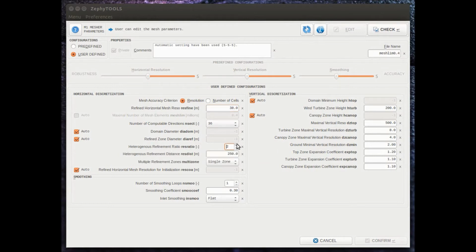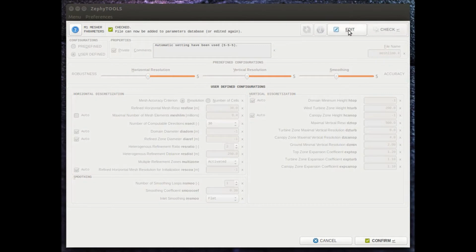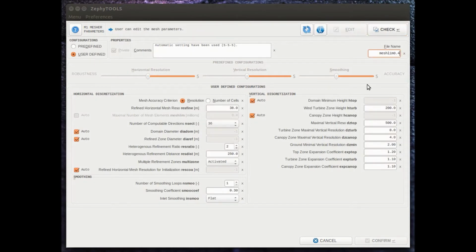So what is the difference between homogeneous and heterogeneous refinement? Homogeneous refinement means that we will be applying the same level of refinement inside the entire area of interest, whereas by using a heterogeneous refinement mesh, we will be able to add some refinement at key locations.